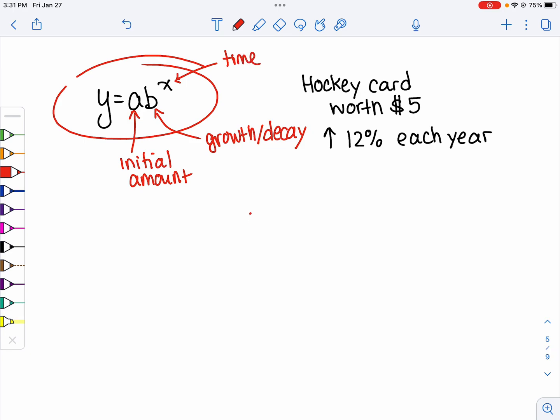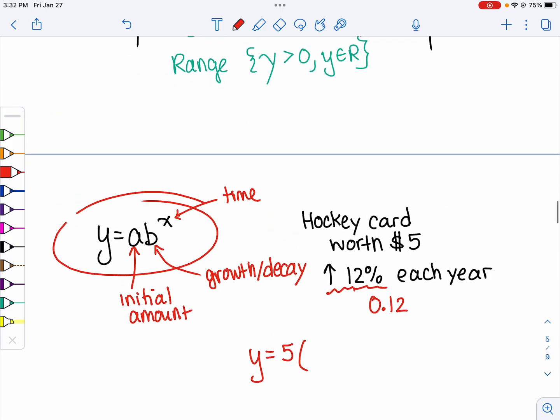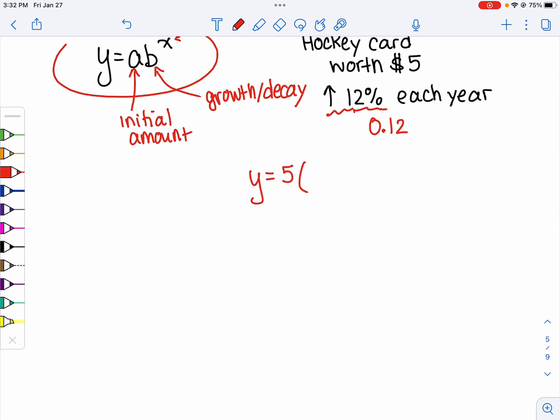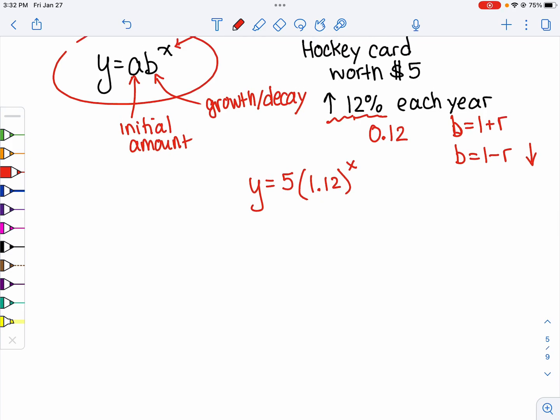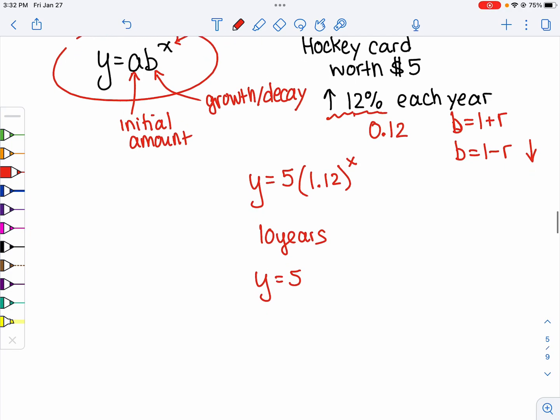So if you had a hockey card worth $5, that's our initial value. It's increasing by 12% each year. So to write 12% as a base, first we have to change it to a decimal, so 0.12. And then, I don't know if this is helpful for you, but to find the base, we do 1 plus the rate, or 1 minus the rate if it's decaying. So this would be 1.12 to the power of x. So if you wanted to find out how much would the hockey card be worth after 10 years, you could do 5 times 1.12 to the power of 10, and you could calculate that.